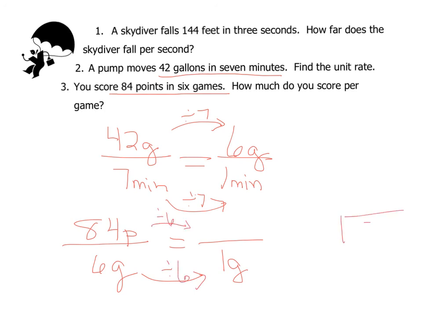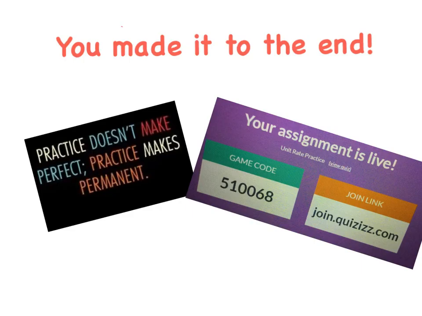We may need to come over to the side and do some dividing. 6 goes into 8 1 time. You will have 2 left over. Bring your 4 down. 6 goes into 24 4 times. So you make 14 points per game.